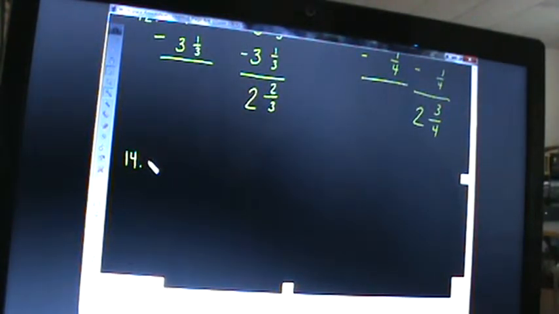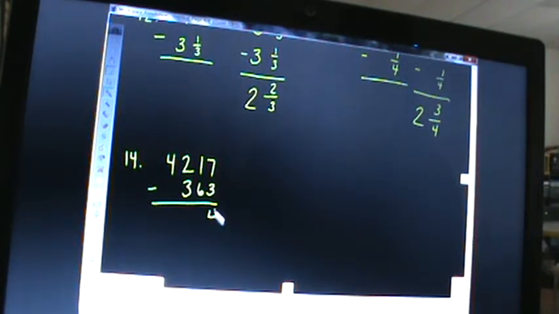14. 4,217 minus 363. Let's subtract. 7 minus 3 is 4. I cannot subtract, so I will come over and borrow. 11 minus 6 is 5. 11 minus 3 is 7. No, excuse me, 8. 3 minus nothing is 3. So my answer is 3,854.